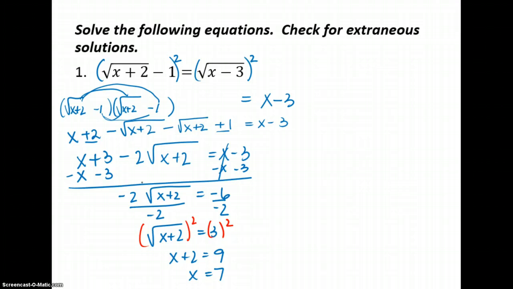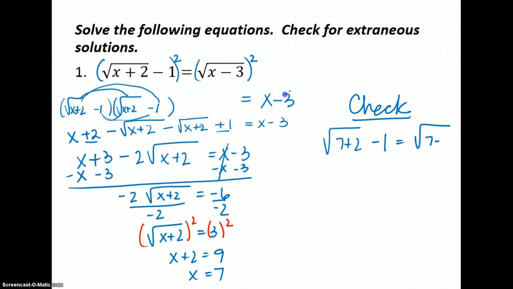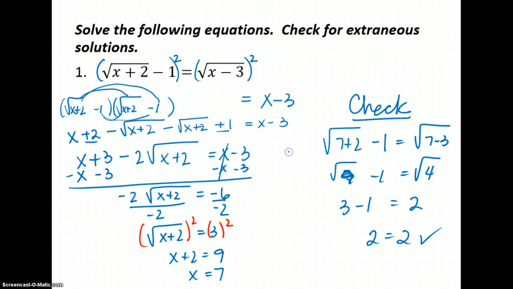So let's come over here. We need to check just like we did yesterday. So when I check, I get the square root of 7 plus 2 minus 1 equals the square root of 7 minus 3. So I get the square root of 9 minus 1 equals the square root of 4. So 3 minus 1 equals 2, 2 equals 2, checks, that works.